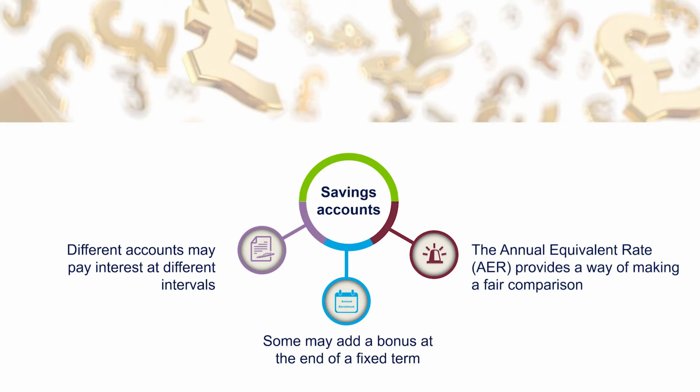To help make a fair comparison between two bank accounts, all accounts show an annual equivalent rate, or AER. The AER takes into account the different timings of interest payments and any bonuses payable, producing an equivalent interest rate over 1 year. This AER is the best way to compare interest rates between two different accounts. If you would like to understand more about AERs, what they mean, and what to look out for, you should watch the short animation that is available on this site.